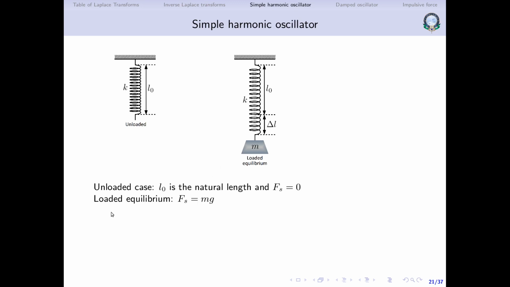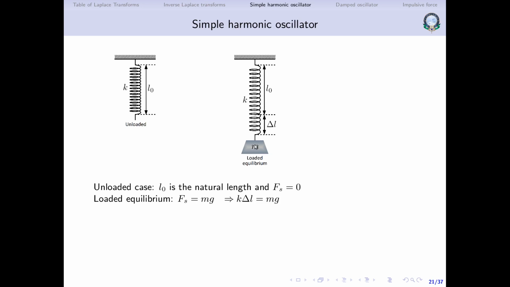In the loaded equilibrium, the length of the spring is no longer equal to its natural length, it is more than its natural length. So the spring force Fs in this case will be non-zero, and this spring force will be equal to mg because it's in the equilibrium condition. And of course the spring force is nothing but the spring constant times the additional length, so K into delta L will be equal to mg.